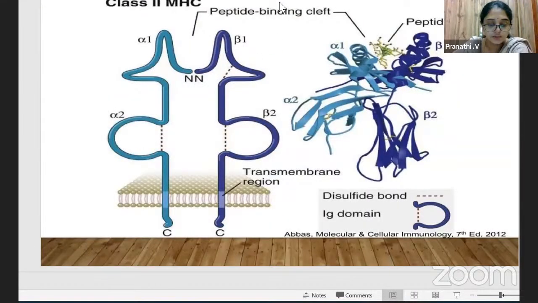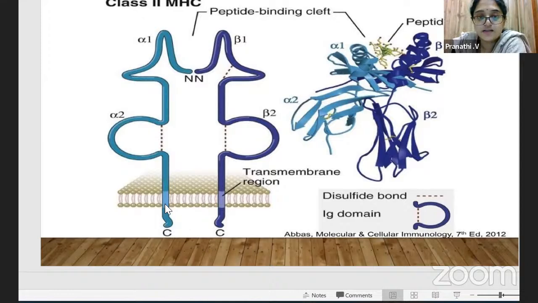So this is class 2 MHC molecules again. These express the MHC genes constitutively only on the antigen presenting cells, like I told you, that is macrophages, dendritic cells, and B cells. MHC class 2 molecules also have two non-identical and non-covalently associated polypeptide chains. So you have alpha 1 and alpha 2, beta 1 and beta 2 chains.